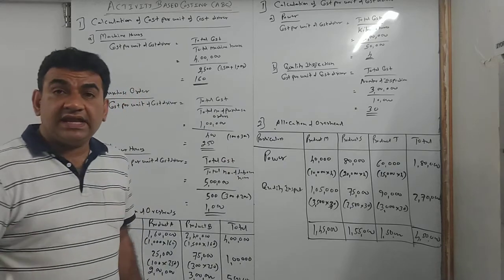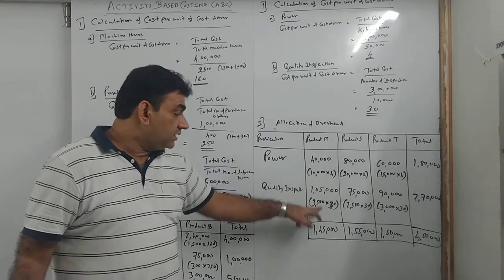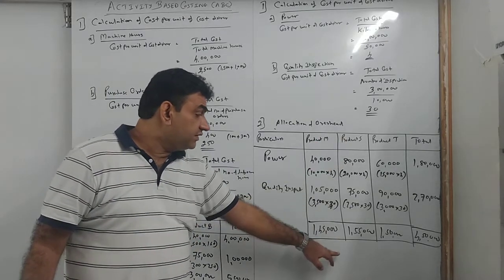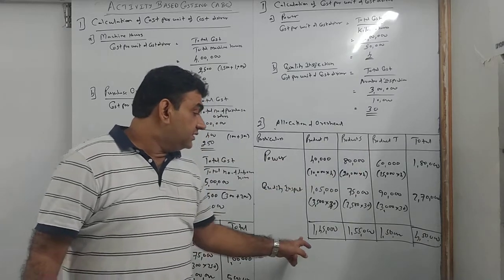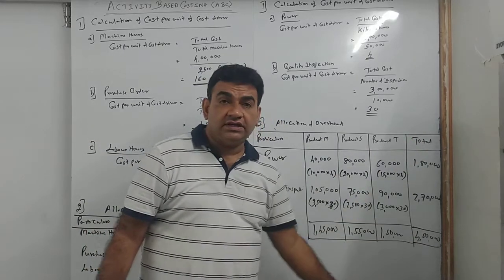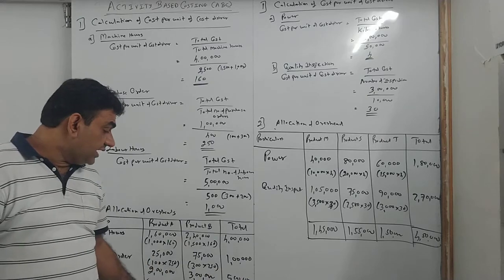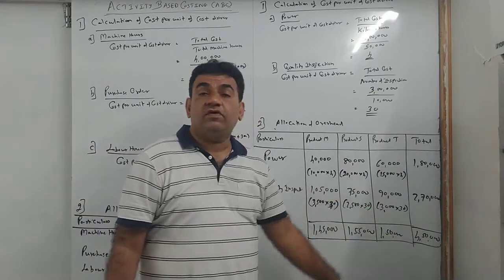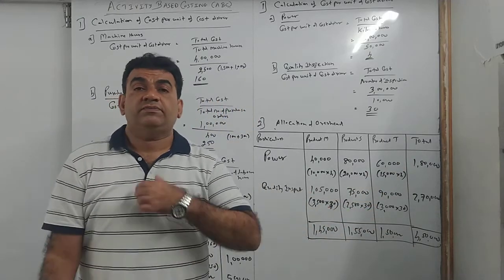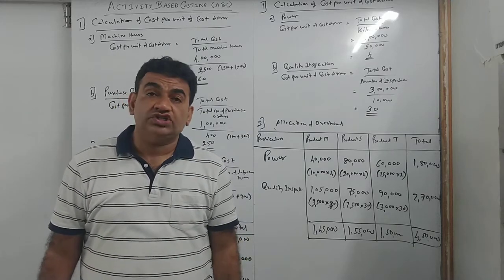Getting it? So as per ABC analysis, M का cost is 145, S is 155, T is 150. Sideways and vertical total has to be the same. देखो यहाँ पे भी 10 lakhs, यहाँ पे 450. So this is the concept of activity based costing.